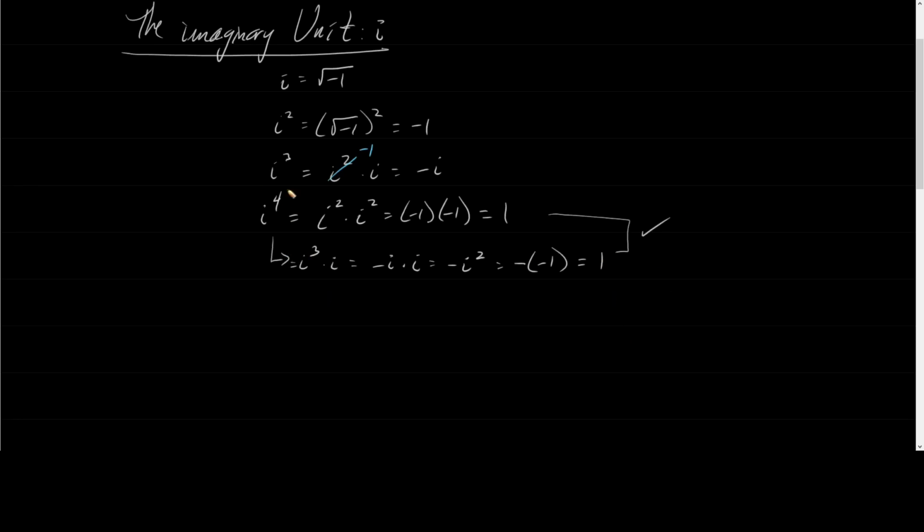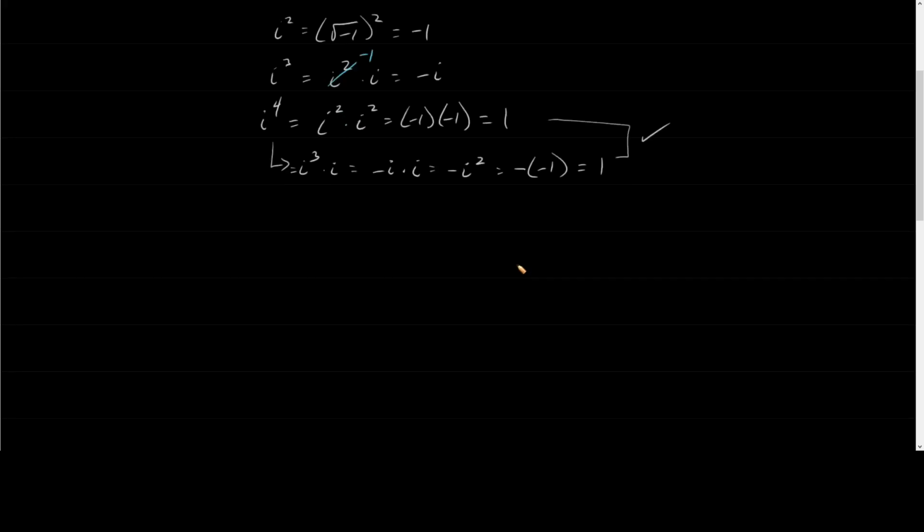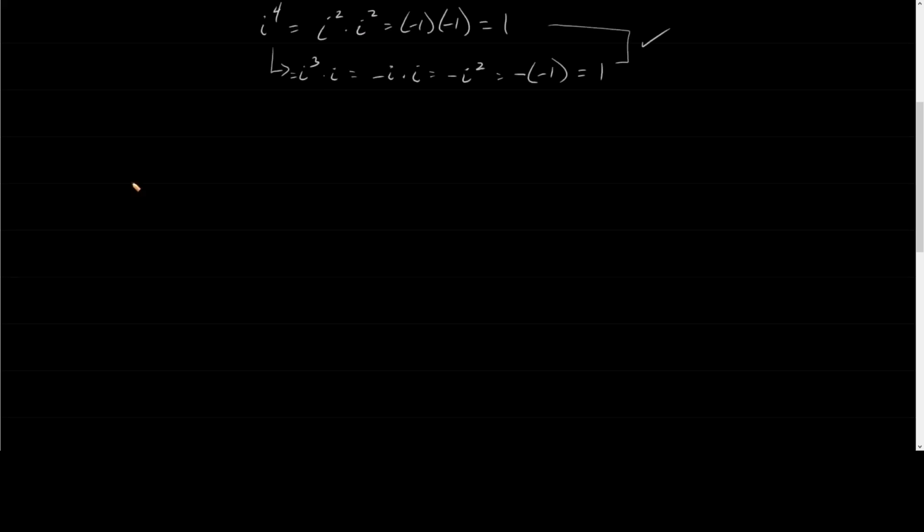Now that we know that i to the fourth is 1, that leads to a very cool conclusion here. So let's see what happens after i to the fourth. We have i to the first was just i. i squared was -1. i cubed was -i. And i to the fourth was 1. Now, i to the fifth is going to be i to the fourth times i. And i to the fourth was just 1, so we have 1 times i, which is just i.